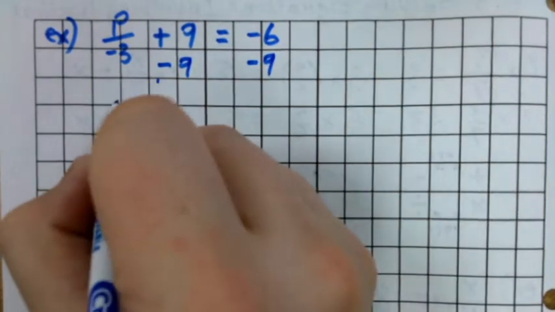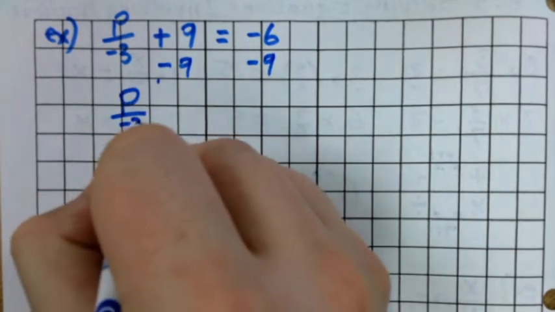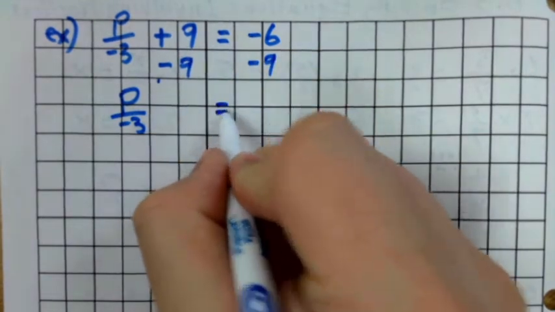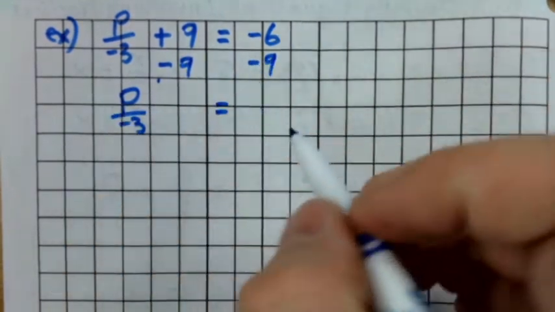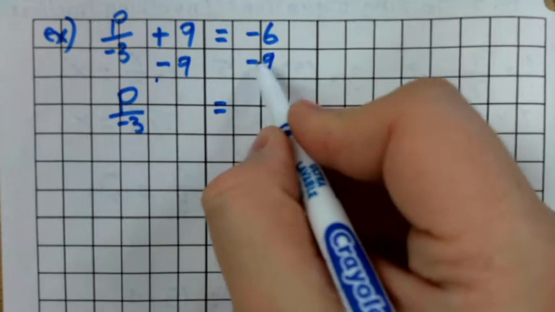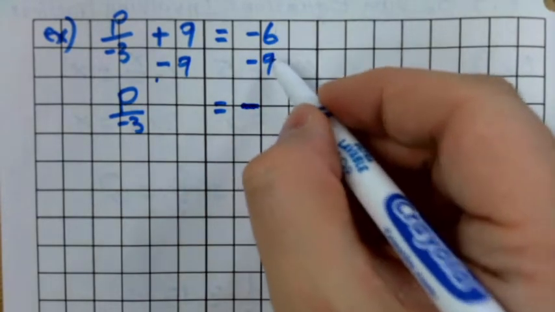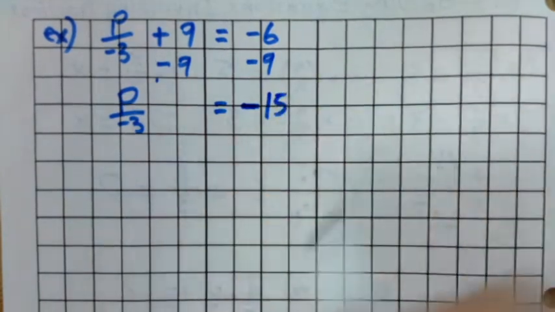Okay? And we're going to be left with P over negative 3. These cancel out and become 0. If you add 0 to something, it's still the same. And then we have negative 6, subtract 9. They're both negative, so it's still negative. And 6 and 9 make 15.